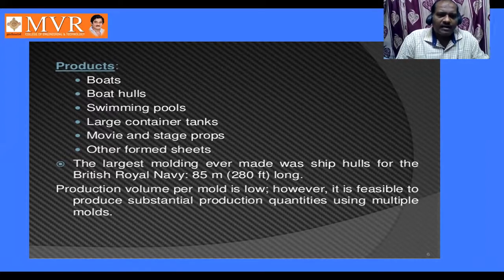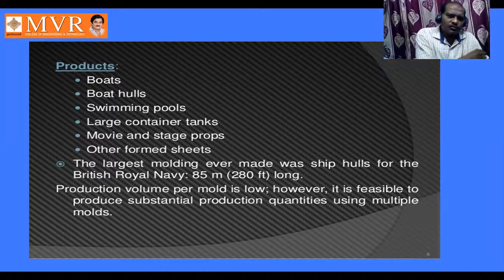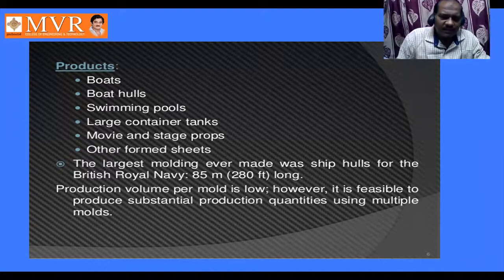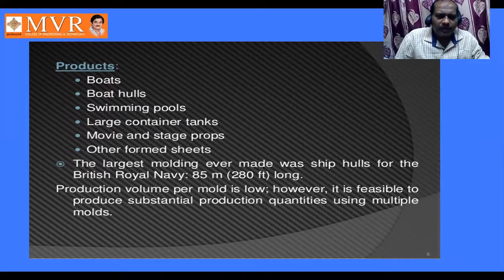Next, the largest molding ever made was ship hulls for the British Royal Navy. This hand layup method was first used for industrial purposes in making ship hulls for the British Royal Navy. The dimensions were as long as 85 meters. Production volume per mold is low. Why? Because for each part a specific mold is needed.